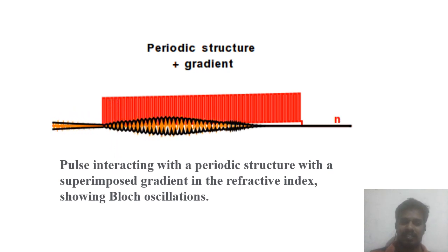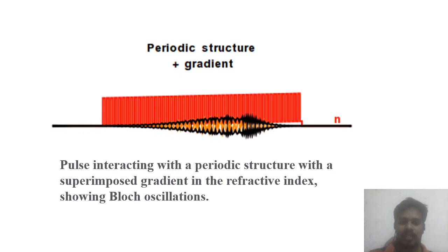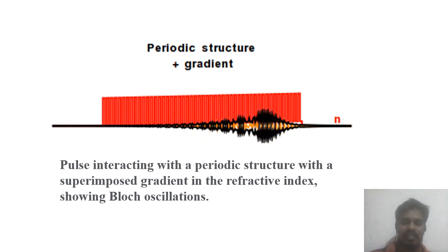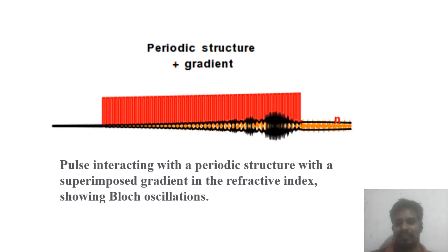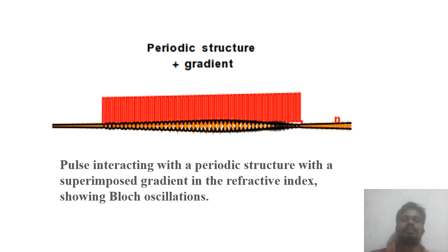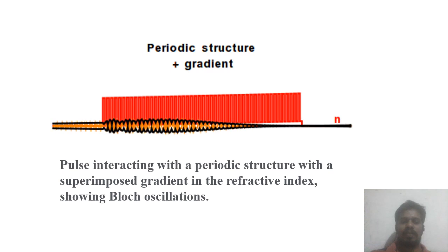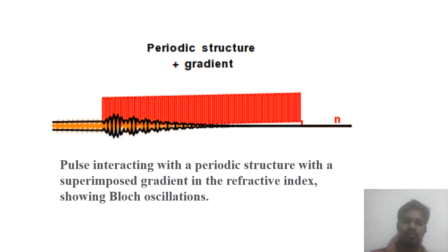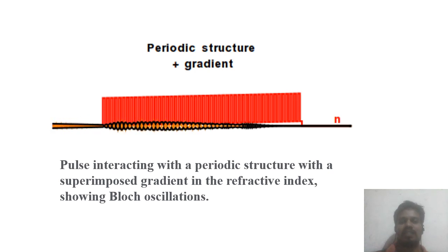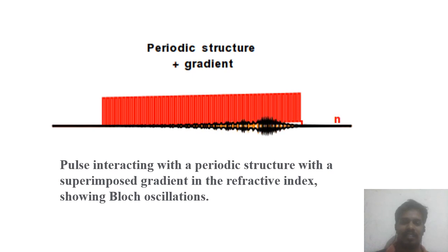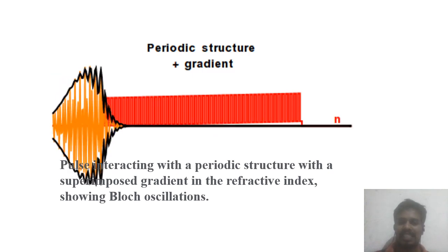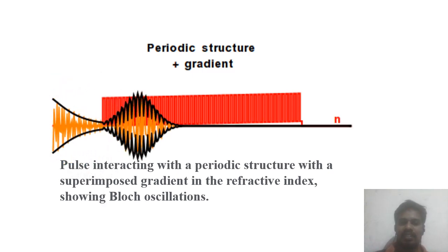Here it's just a simple definition for the structure. A pulse interacting with the periodic structure with a superimposed gradient in the refractive index, showing the Bloch oscillation, because inside the material it experiences a refractive index also. That means its frequency will change, and it will experience a velocity delay, which we call the refractive index. So they included the refractive index and have shown how the pulse is oscillating.